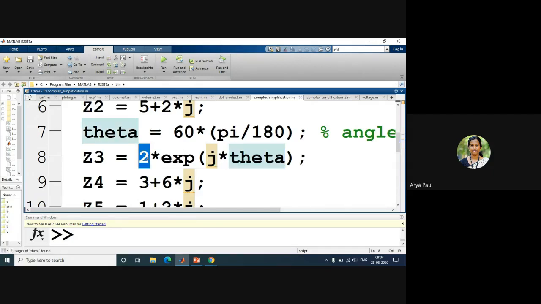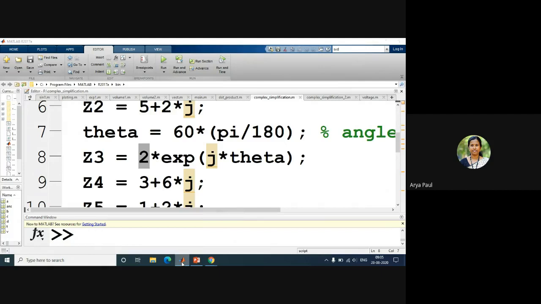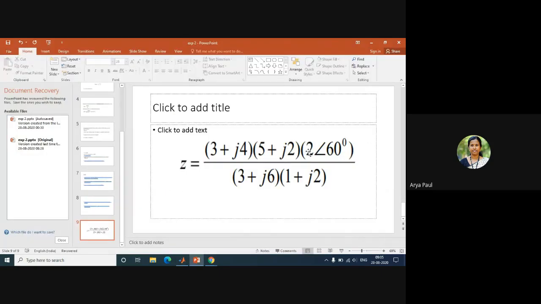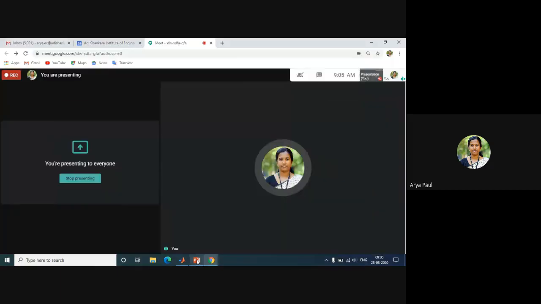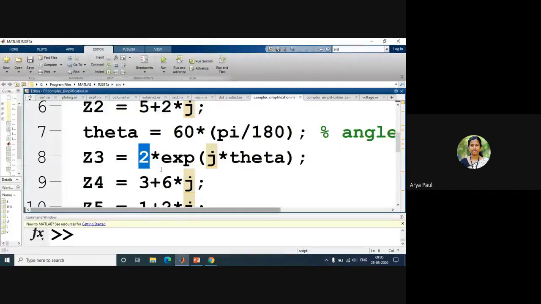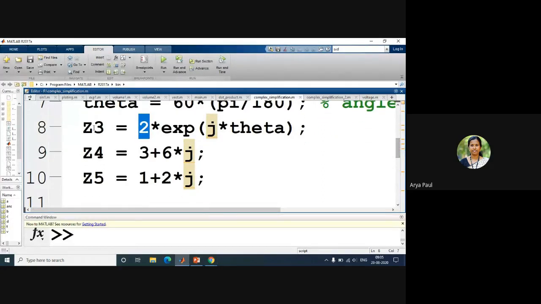And what is this 2? 2 is the magnitude, so you just need to multiply 2 into exp of j theta. Here you can see 2 is the magnitude and 60 is the angle. Now you create 2 into exp of j into theta. That is how you got Z3.